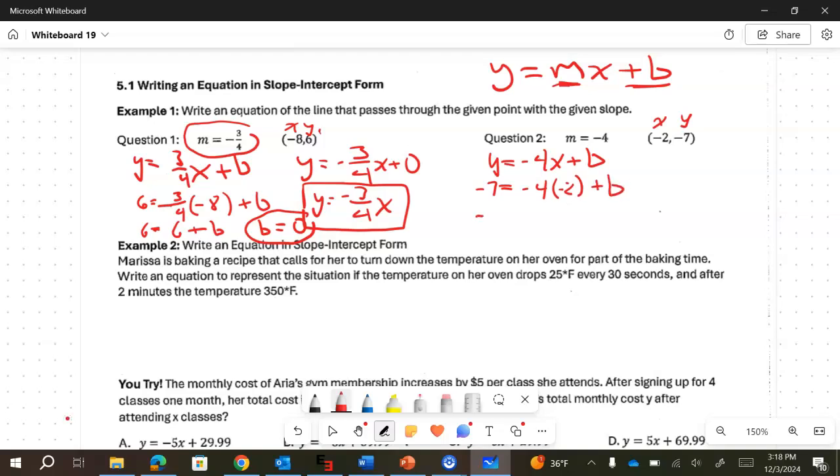So I get -7 = 8 + b. And if I now subtract 8 from both sides to solve this equation, -7 minus 8, or -7 plus -8, would give me -15. -15 is my b value. I now have everything I need. There's m, there's b. I can write my equation. y = -4x - 15.